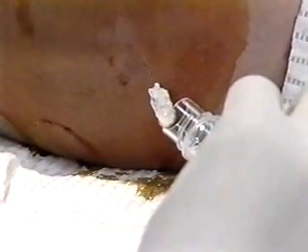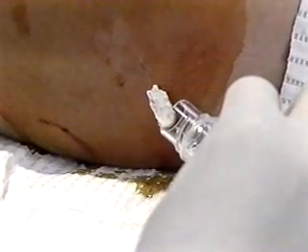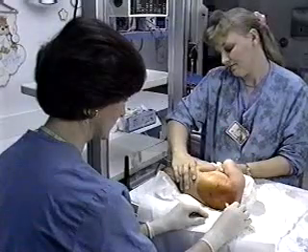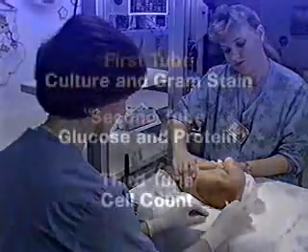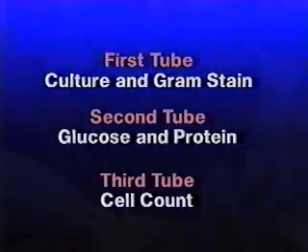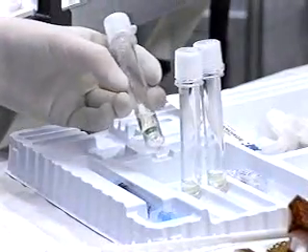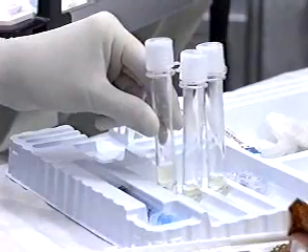Once CSF is obtained, the practitioner removes the stylet completely, positions the first CSF tube under the hub of the needle, and collects 1 cc of fluid in each tube. Typically, the first tube is sent for culture and gram stain, the 2nd tube for glucose and protein, and the 3rd tube for cell count. However, the tube with the least amount of blood contamination, the clearest fluid, should be sent for cell count. Additional fluid may be collected depending on the studies requested.